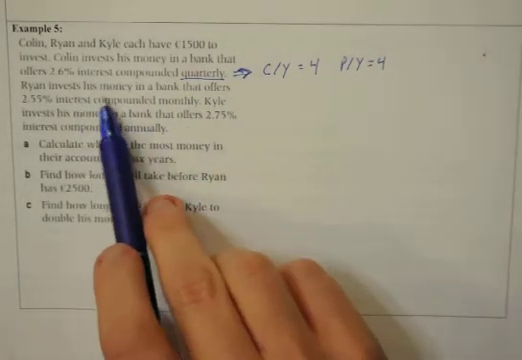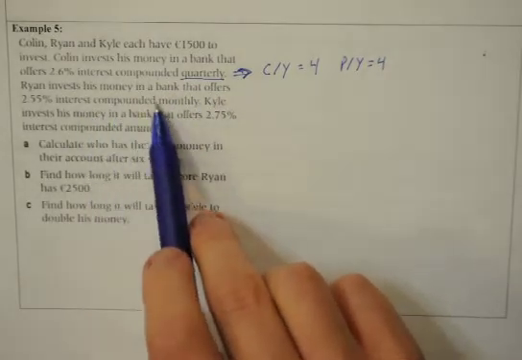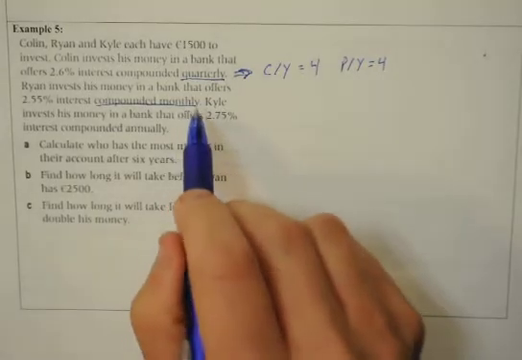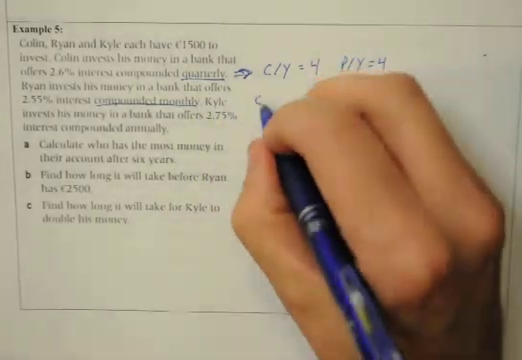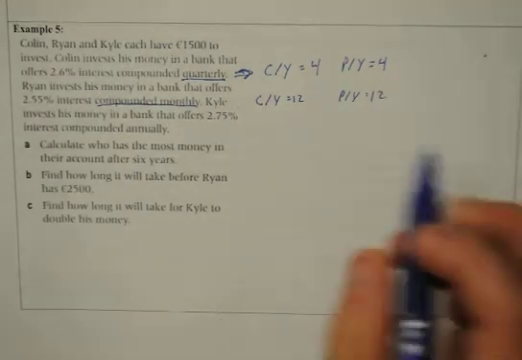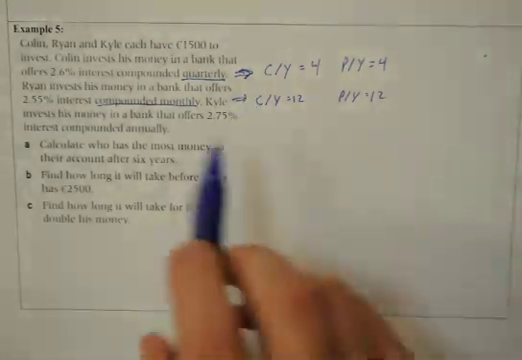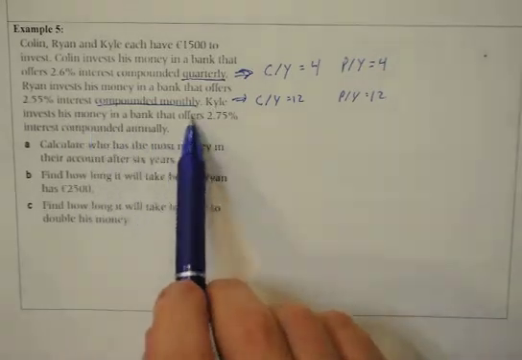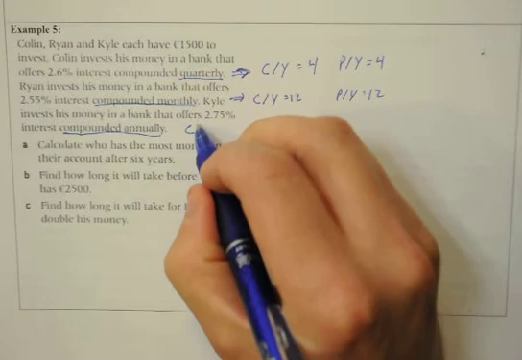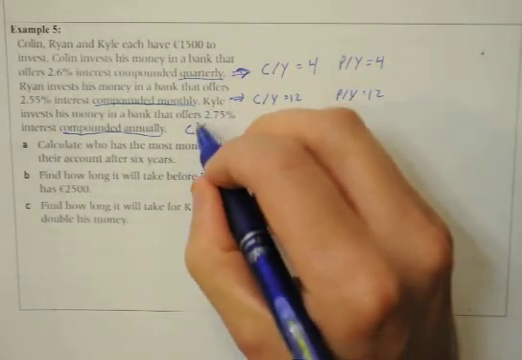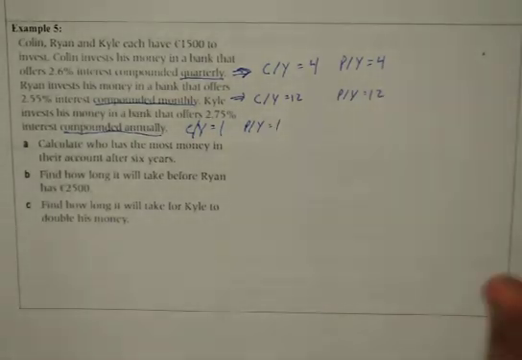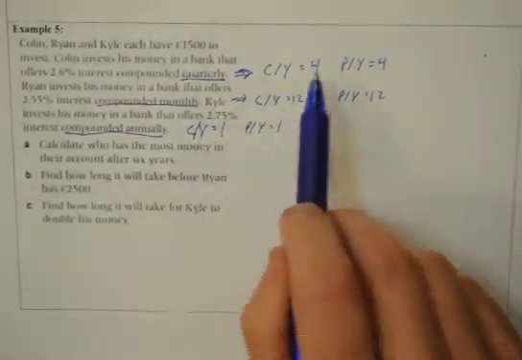Let's read through it. Ryan invests compounded monthly. That's normal. And that means compounds per year is 12, and payments per year is 12. Keep these the same. And then Kyle invests compounded annually. So we're going to keep compounds per year at 1 and payments per year also at 1. So as you work through this problem, that's what you're going to end up getting for that.